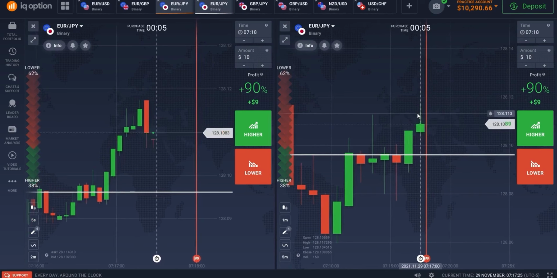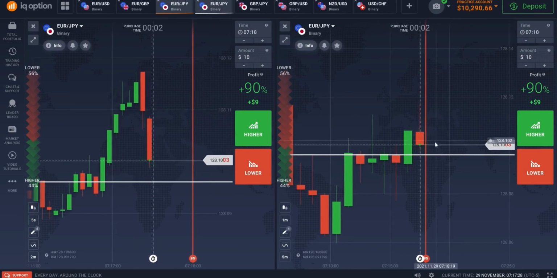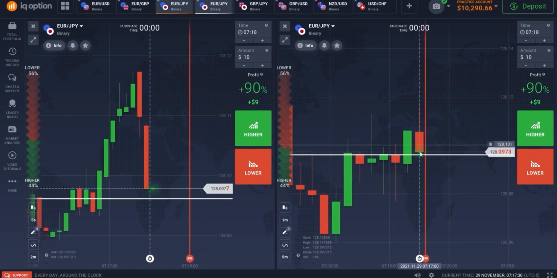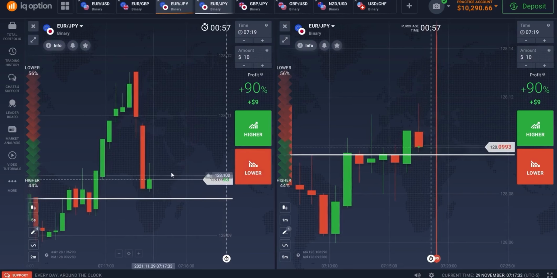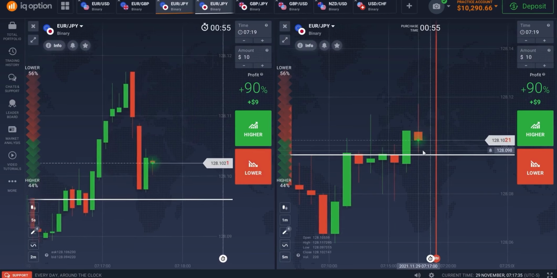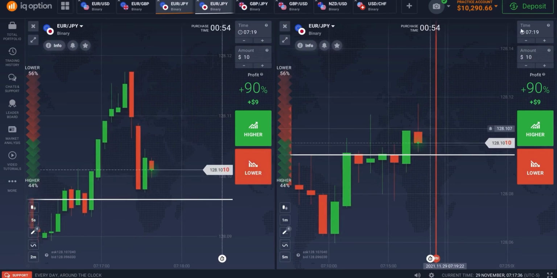Then, I'll place a trade and show you the result. Right now, we're watching the red candle, and as soon as it reaches the SNR, we're looking for the confirmation candle to be green, and I'll keep the trade time at 1 minute to see how it plays out.